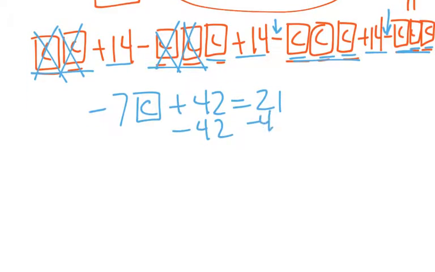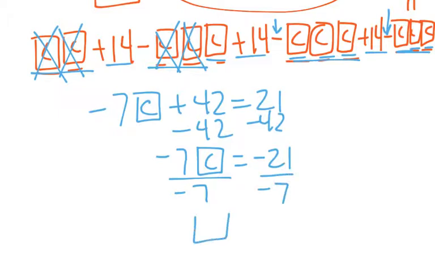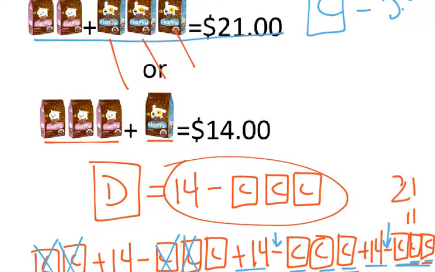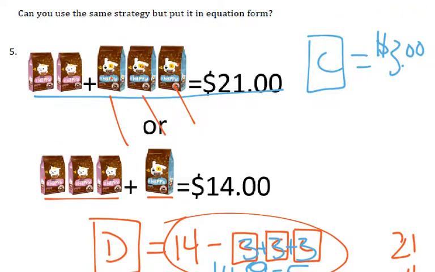Because we're making an equation, we can then solve like this and say that the bag of cat food is $3 again. Okay, now if we know how much a bag of cat food is, we can easily figure out what the bag of dog food is, right? So this is worth $3, $3, and $3. So add those together, that's $9, so 14 minus 9 would give us 5. So the dog food here would be $5.